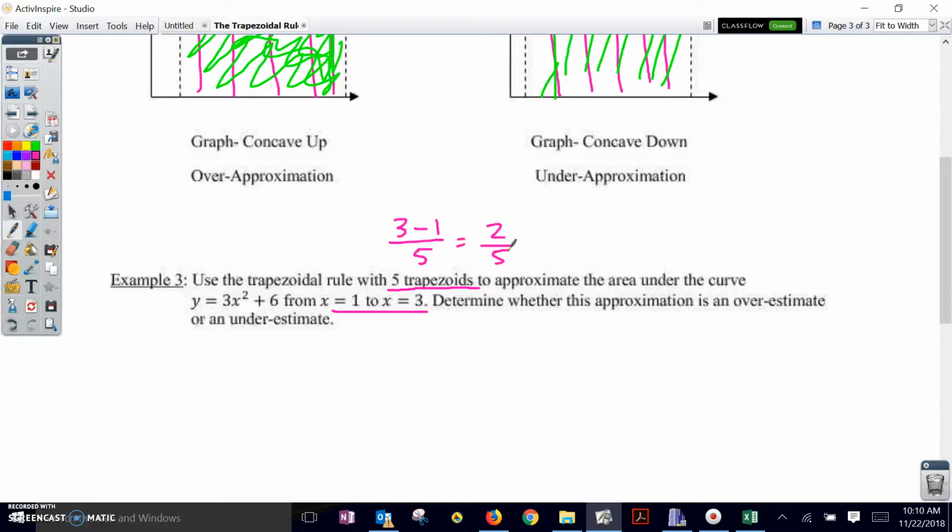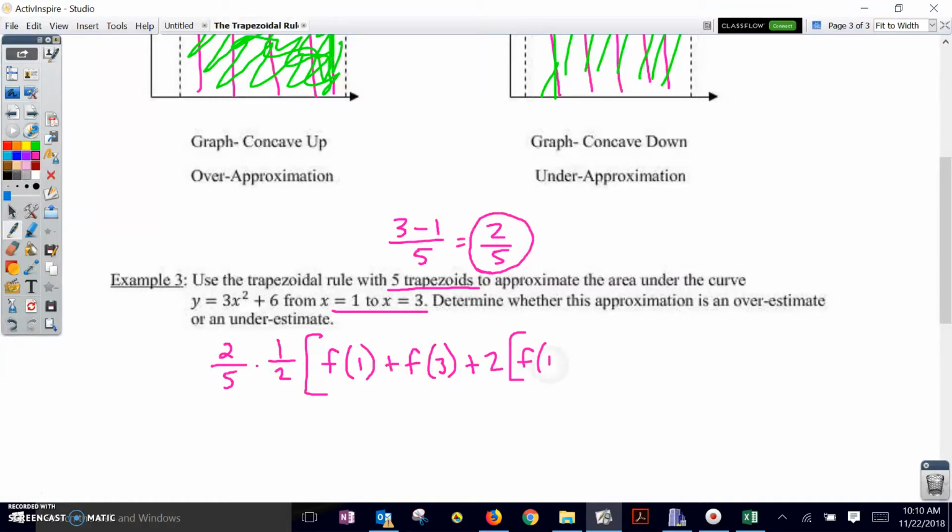Since I have uniform width trapezoids, I'm going to factor the width out in front, and I'll factor the average factor out in front. Then I need the value at the first trapezoid's left endpoint and the value at the last trapezoid's right endpoint, and I'm going to double the values at the other endpoints, which, since the widths are 2/5, I need the value at 1.4, 1.8, 2.2, and 2.6.